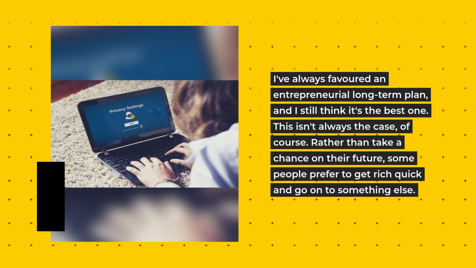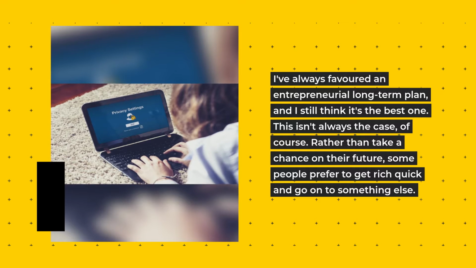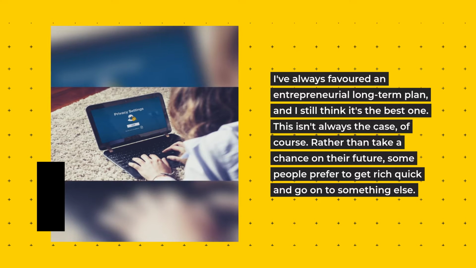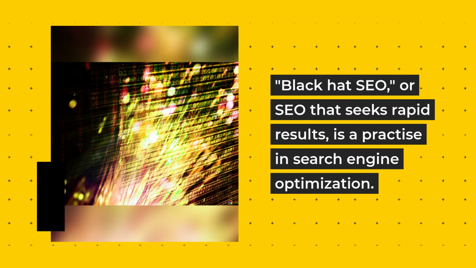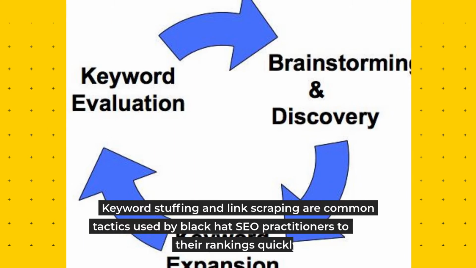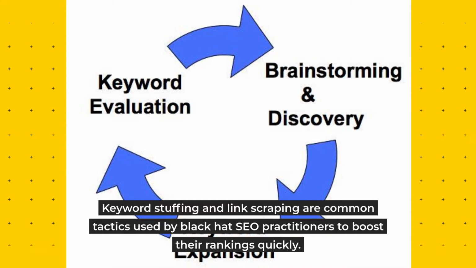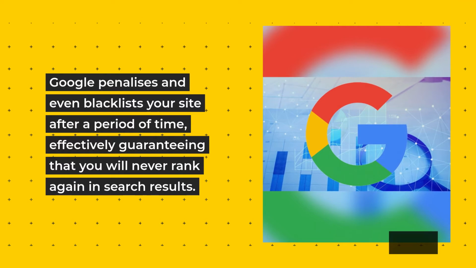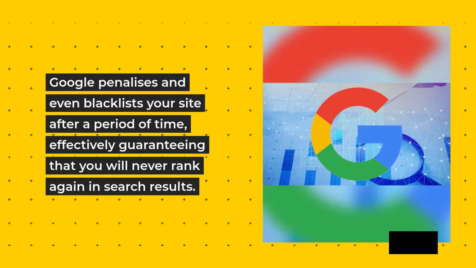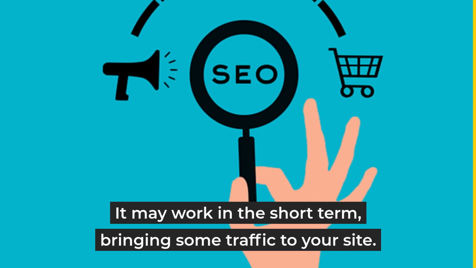I've always favored an entrepreneurial long-term plan, and I still think it's the best one. This isn't always the case, of course. Rather than take a chance on their future, some people prefer to get rich quick and go on to something else. Black hat SEO, or SEO that seeks rapid results, is a practice in search engine optimization. Keyword stuffing and link scraping are common tactics used by black hat SEO practitioners to boost their rankings quickly. Google penalizes and even blacklists your site after a period of time, effectively guaranteeing that you will never rank again in search results. It may work in the short term, bringing some traffic to your site.